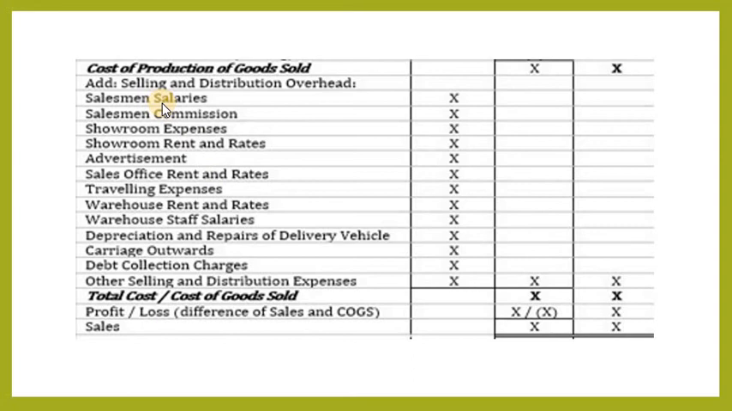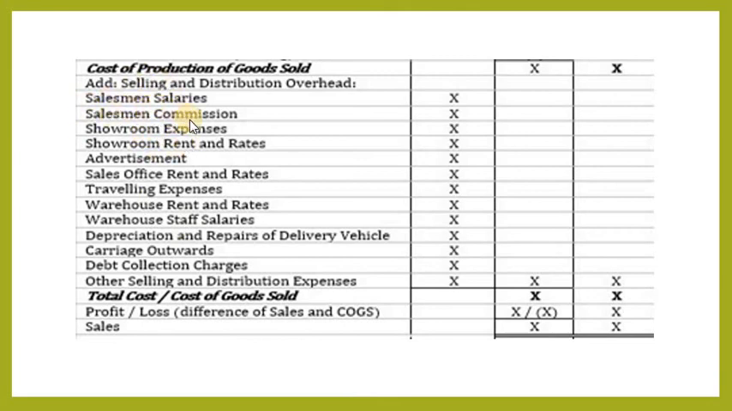Are you clear? After calculation of cost of production of goods sold, that cost of production of goods sold will be added to selling and distribution overheads. Then you are getting the total cost or cost of goods sold. Then what are the selling and distribution overheads?